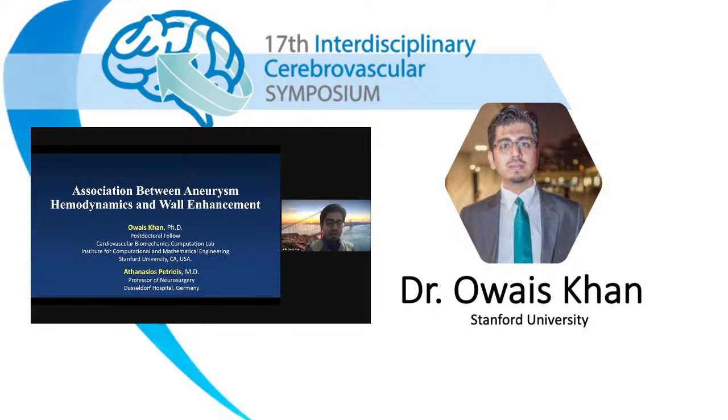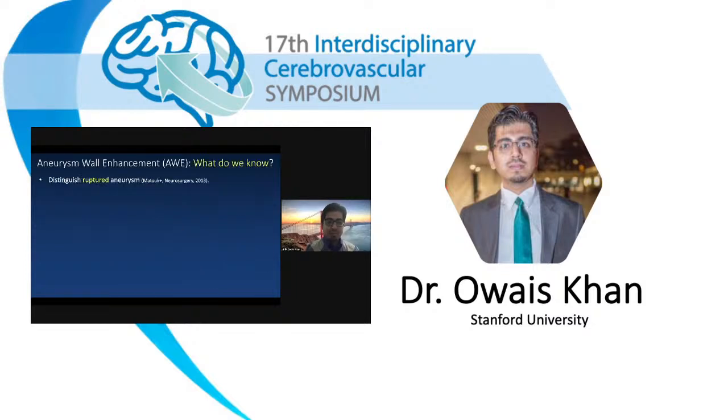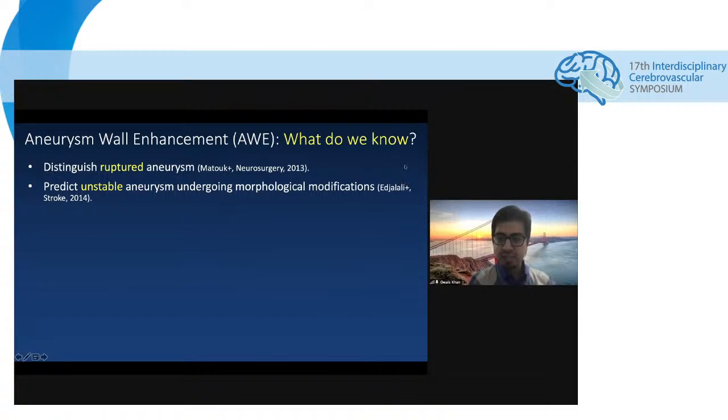I'll just go through some of the motivations. What do we know about aneurysm wall enhancement? Most of you probably already know this, but I'm going to list what we know from the literature. Aneurysm wall enhancement is able to distinguish ruptured aneurysms when a patient has multiple aneurysms. We're able to predict unstable aneurysms using this wall enhancement, and these unstable aneurysms are the ones that grow and show morphological changes over time.